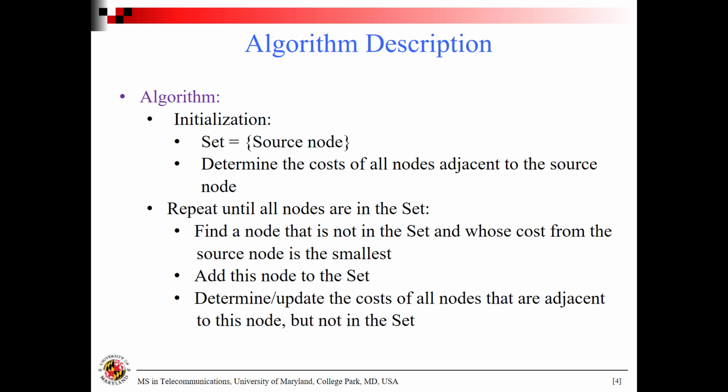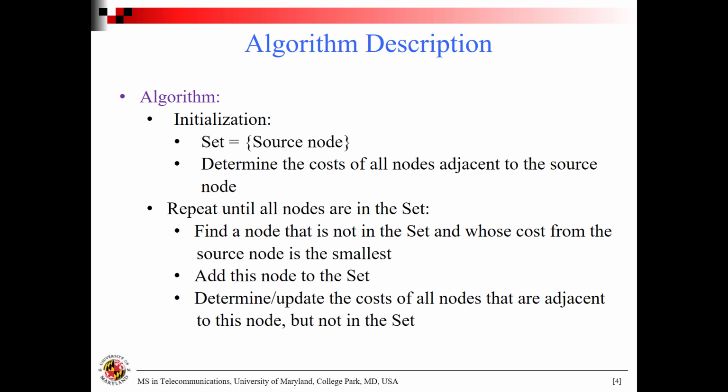First off, we will need to find a node which A, is not in the set, and B, has the minimum cost as calculated from the source node, or, if you look at the distance analogy, the node which is not in the set and which is closest to the source node. And then we would add this node to the set. So we would remove that node from the available nodes and put it in the set.